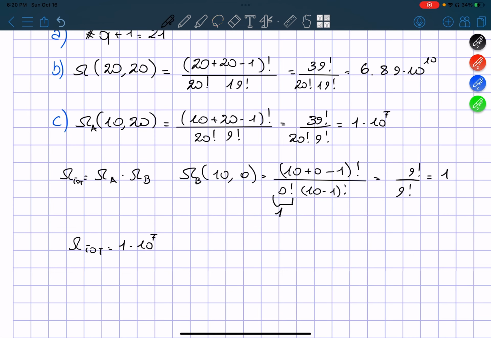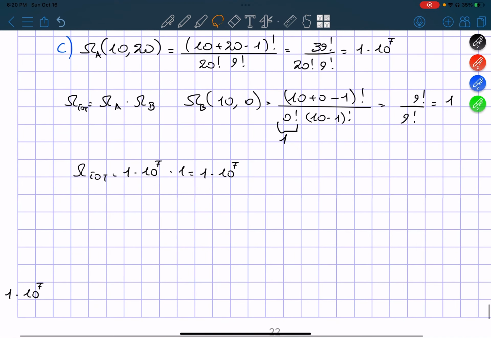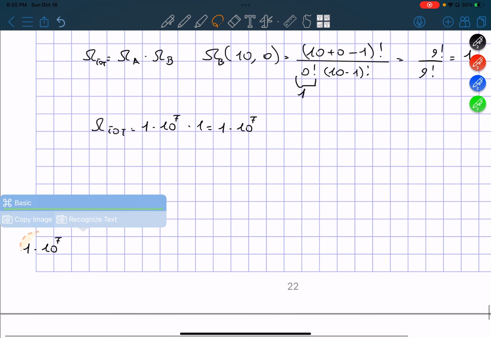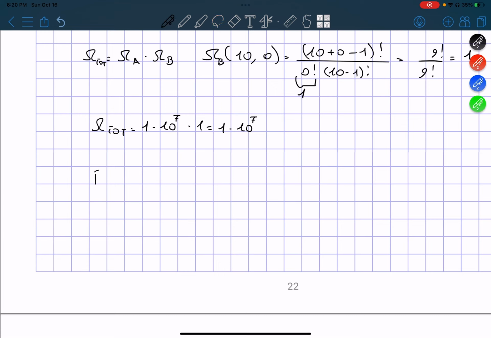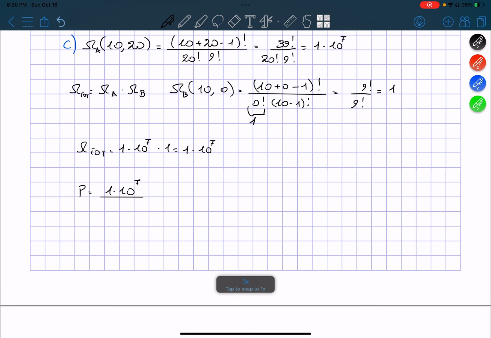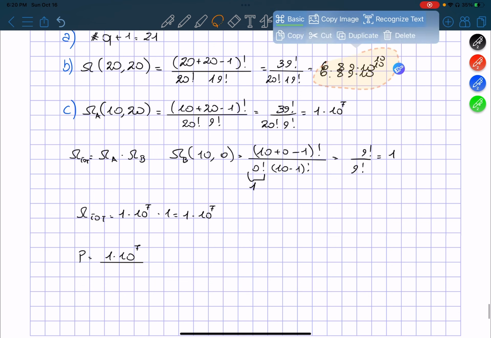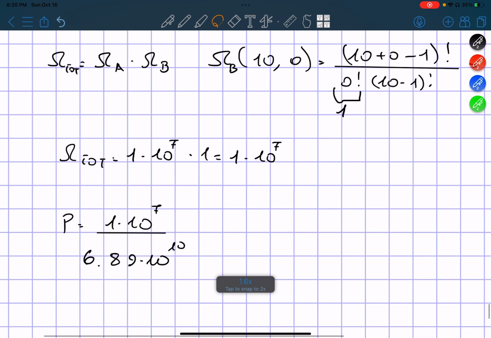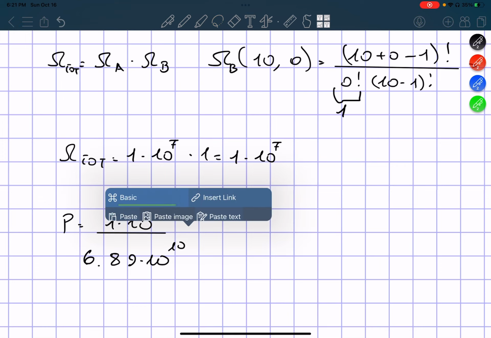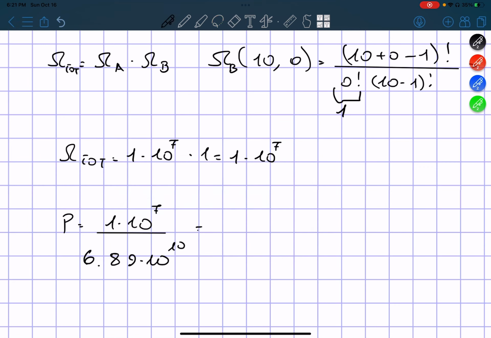So it just equals this. The probability is equal to 1 times 10 to the power of 7 divided by the total number of multiplicities, which is this part right here. So we have 1 times 10 to the power of 7 divided by 6.89 times 10 to the power of 10. So it's equal to 1.45 times 10 to the power of negative 4. Of course, you multiply by 100 to get a percentage.